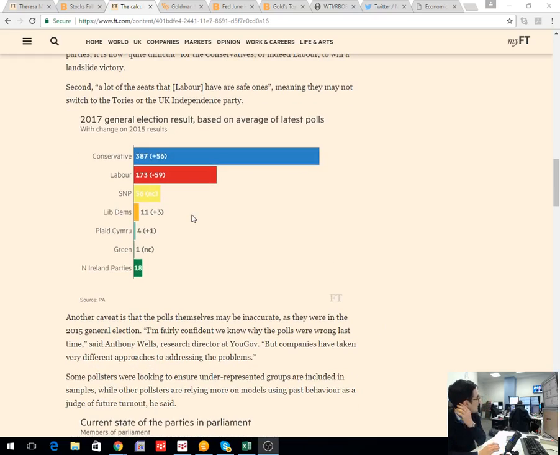Now, this is what we're looking at, the 2017 general election result based on the average of the latest polls. So this is looking at the change from the 2015 results, so how many seats were being added, taken, subtracted, and so on and so forth. Now, the interesting thing here is that Labour are due to lose a number of seats.